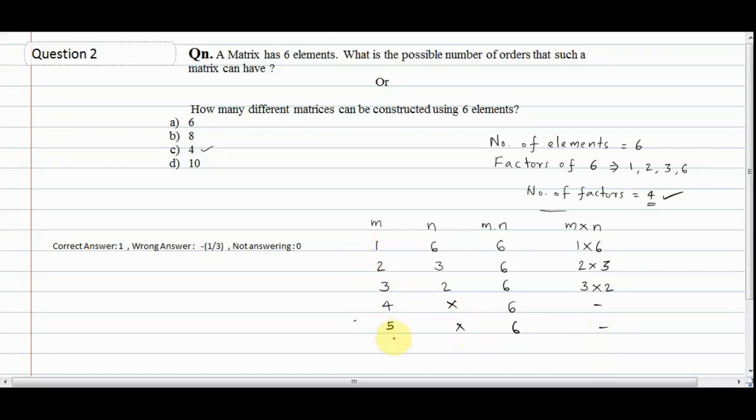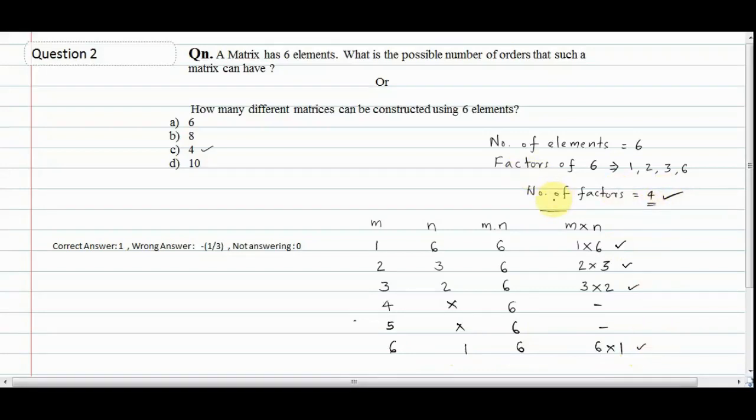Now if m is equal to 6, to get m into n equal to 6, what should be the value of n? N should be equal to 1, right? So if a matrix is having 6 rows and 1 column, then it can have a total number of 6 elements. 6 into 1, 6. So in that case, possible order is 6 by 1. So in this question, possible number of orders that this matrix can take are 1 by 6, 2 by 3, 3 by 2 and 6 by 1. So we have 4 possible orders, and that is what we are getting here.